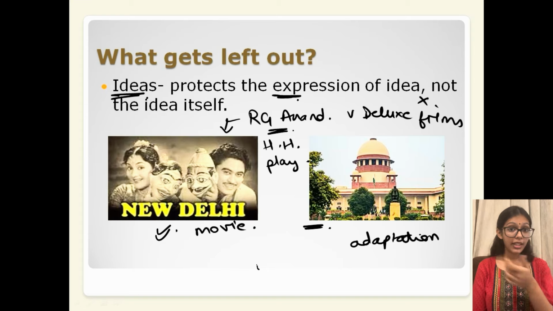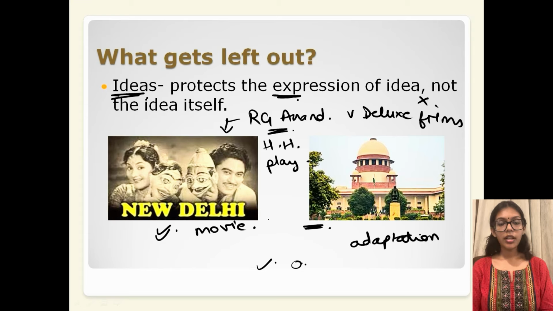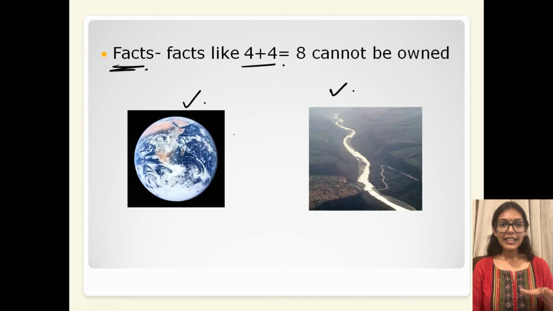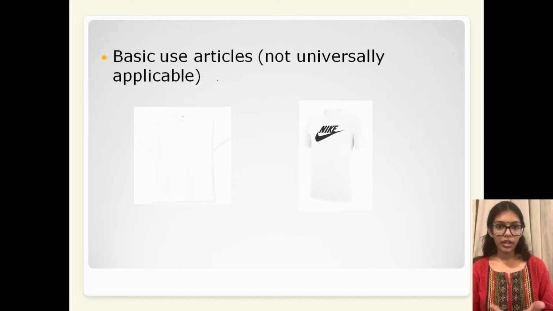We learn that ideas are free, but expression of those ideas must be original to be protected. You can't own an idea, but only your original expression of that idea. Now, second most basic thing unprotected would be facts. So let's say that 4 plus 4 equals 8, or that Earth is spherical in shape, or that Nile is a river in Egypt. These things are universal in nature and they cannot be owned. Now, in some countries, very basic use articles are also not owned unless they have a specific and a unique design on them, in which case they can be protected through industrial design.